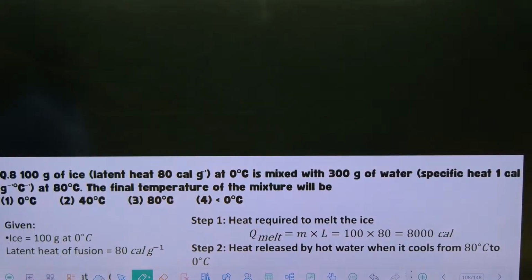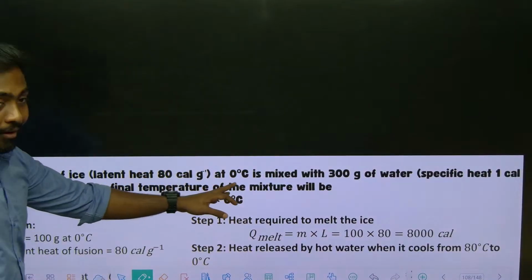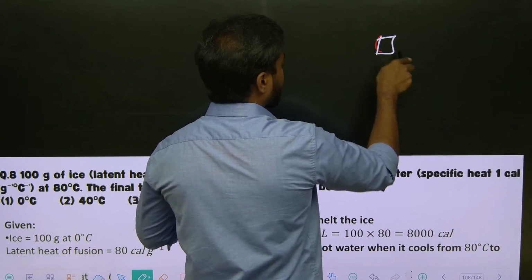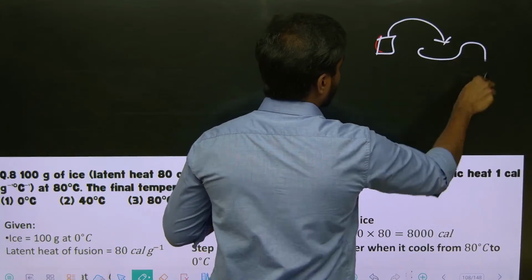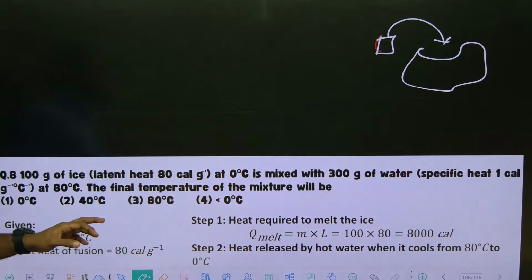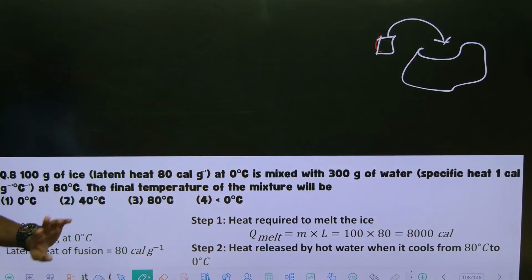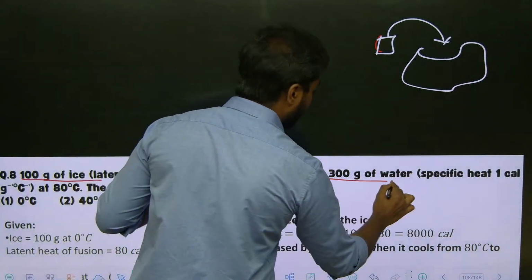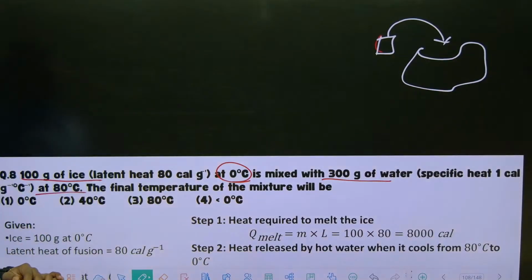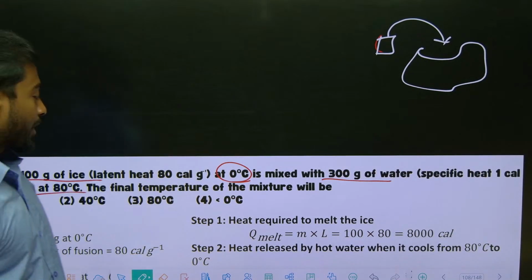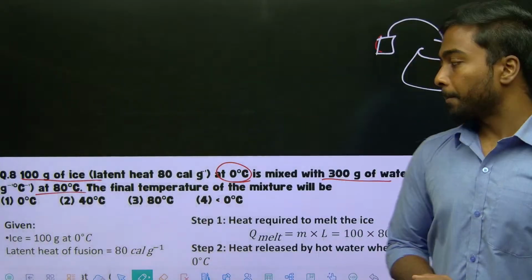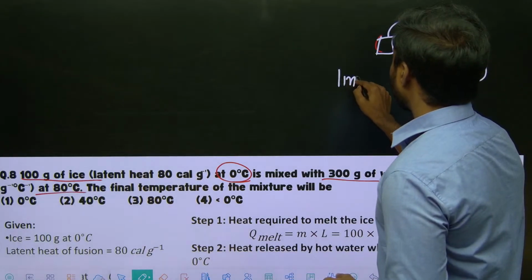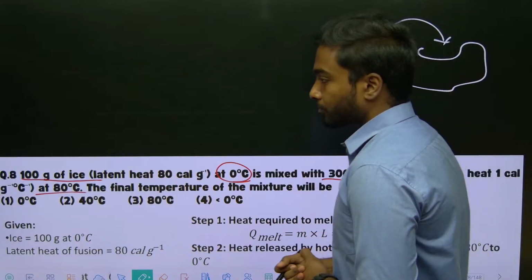Okay. So 100 gram of ice at 0 degrees Celsius is mixed with 300 gram of water. So ice mixed with water. Specific heat of 1 calorie and at 80 degrees Celsius. Fine. So 100 gram of ice is at 0 degrees Celsius, 300 gram of water is at 80 degrees Celsius. The final temperature of the mixture will be? That's the question here. So it's a similar type question. We have a solid 1 minute for this question.